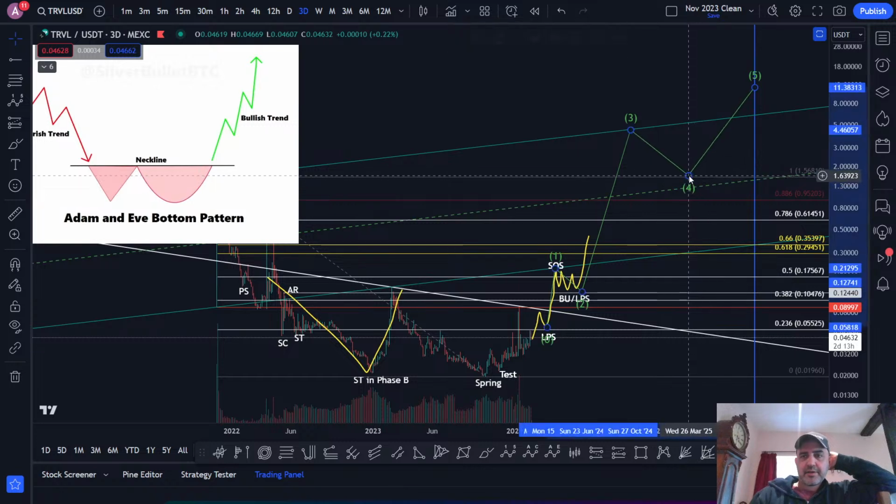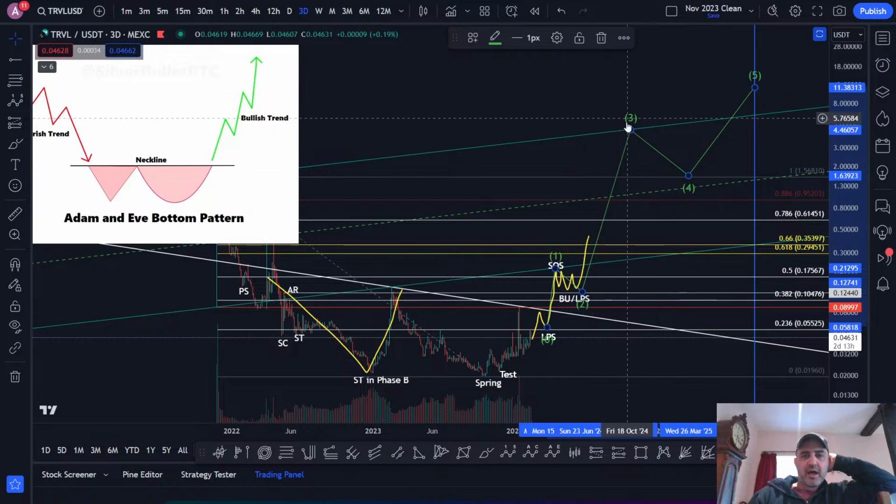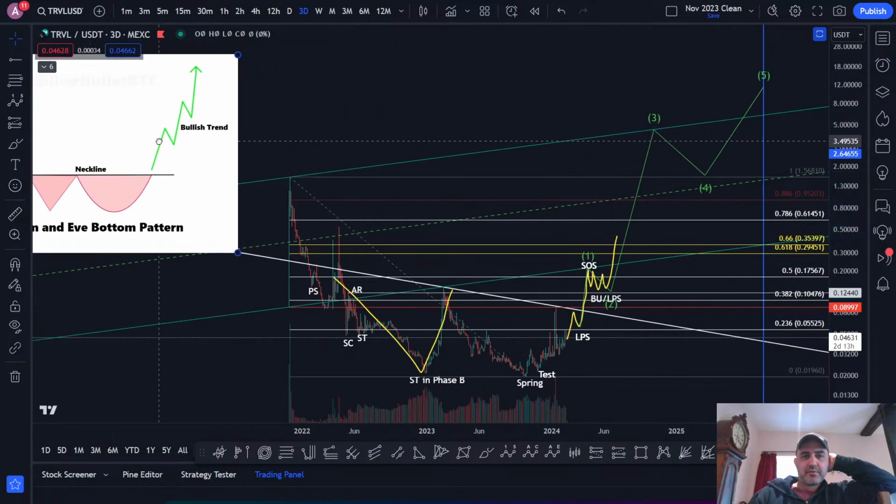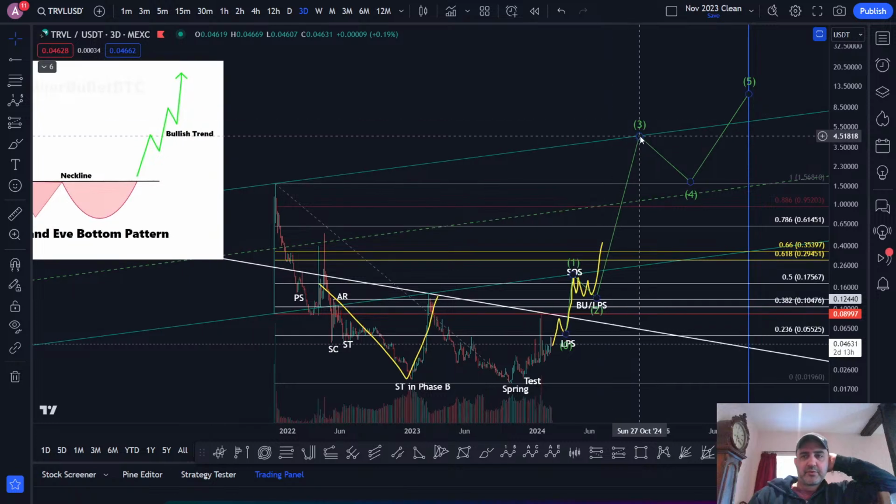Something like that would be really nice, like a wave one to break out. Back test the two would be the neckline of this Adam and Eve, which would also be the last point of support on the Wyckoff accumulation schematic for a breakout into this channel, up to the top of this channel, which would be the end of the wave three, somewhere about $4.50. Doesn't have to go that far.